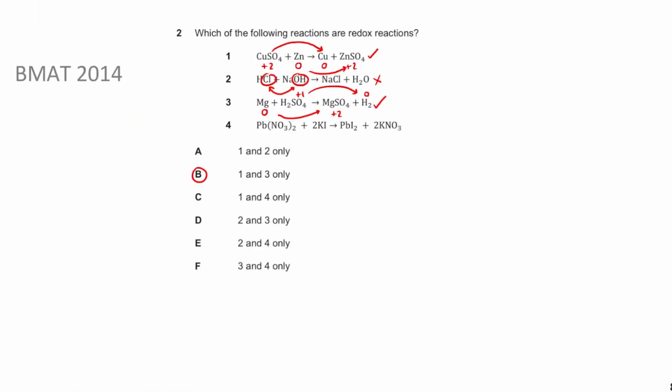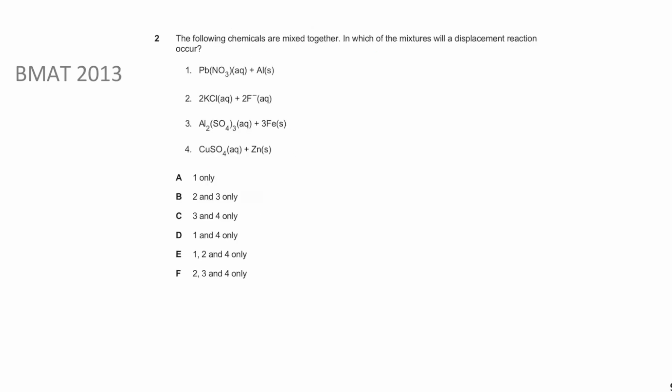So previously we were looking at this question, BMAT 2014 question 2, talking about redox. Hopefully guys the explanation was clear, and the reason why B was the answer has made a lot of sense. Now guys, we're going to move on to the next question, which is BMAT 2013 question 2. The following chemicals are mixed together, in which of the mixtures will a displacement reaction occur? So guys, pause the video, give yourself just under a minute, and be sure to be back after that, where we're going to go over the solution.